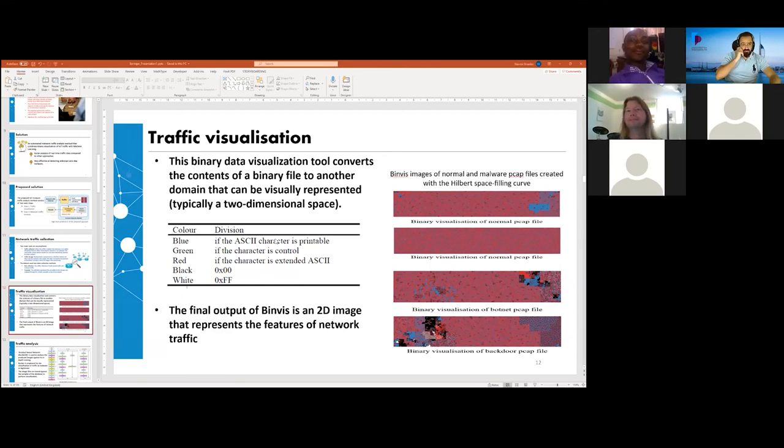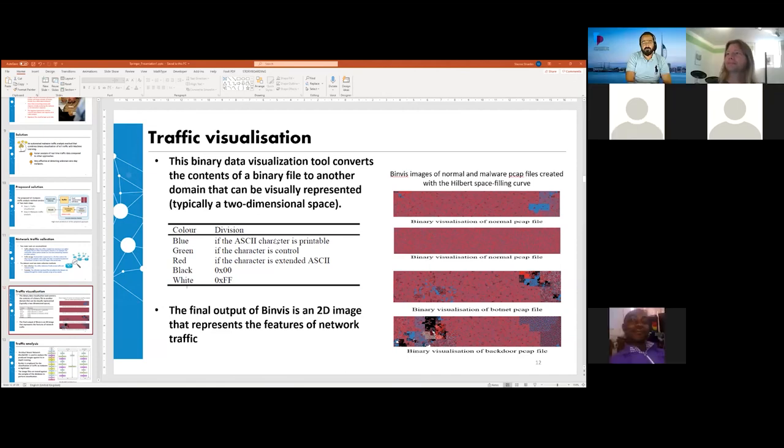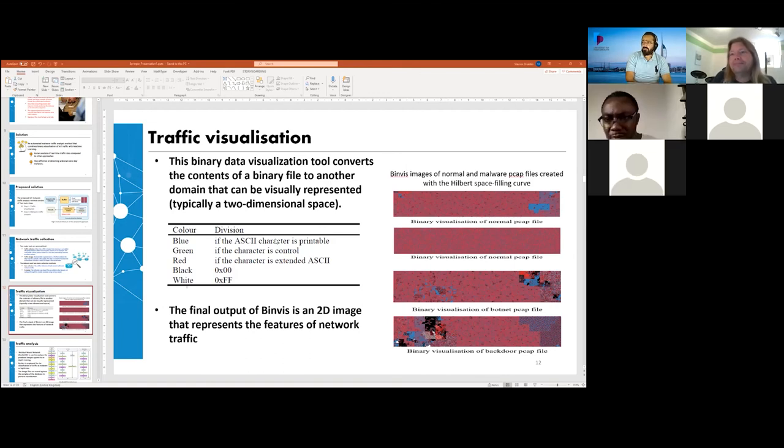Okay, the answer is, before we went to the network traffic, we went to actual malwares. We downloaded, I don't remember now, 50,000 malwares. Not all of them were malwares, but they were new, from 2020, 2019, 2017. Not only from the normal web, but we also went a little bit deeper. We downloaded all of these and analyzed them using binary visualization.